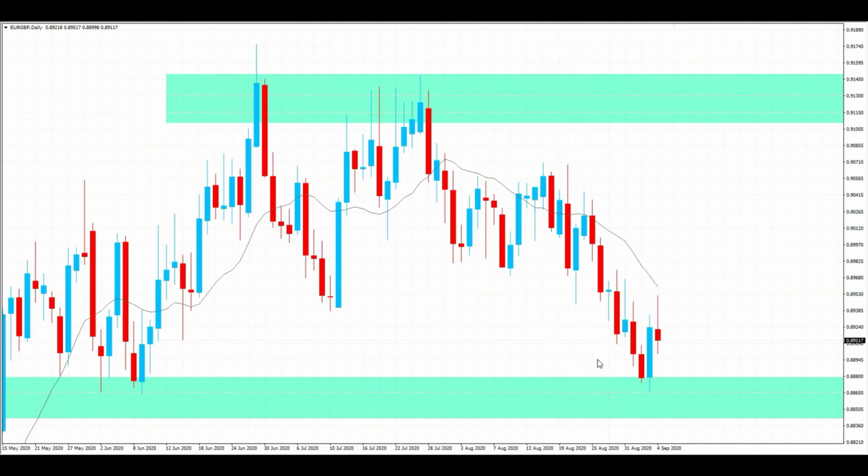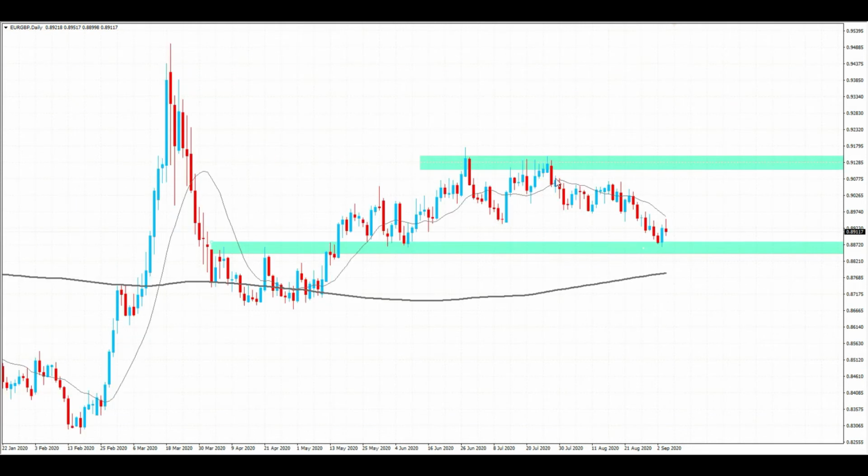I wouldn't be looking just to buy this pair just yet because of that candle we had on Friday there. It's a little bit of indecision. So if you see price come back and test it again, give us a nice double bottom or something like that, we could be looking for nice buying entries for price to continue to the upside there. So that's what we'll be expecting for Euro GBP.